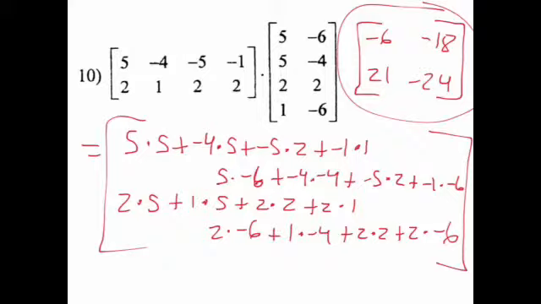Alright, and I checked it out on the calculator. It comes out just like that. Alright, so there's that. Let's move on to 11. This is each row times each column. This one just happens to have 3 columns instead of like 2 or 1. But we're still going to use the same method.